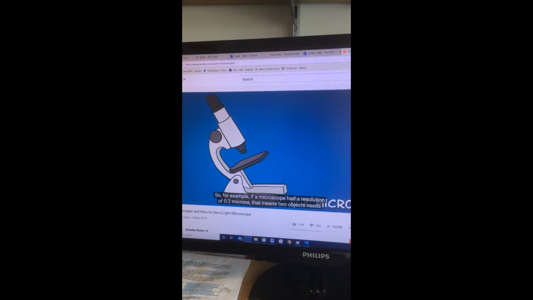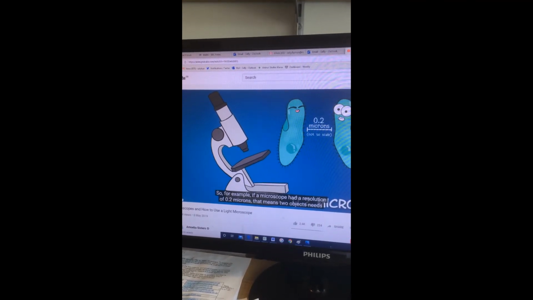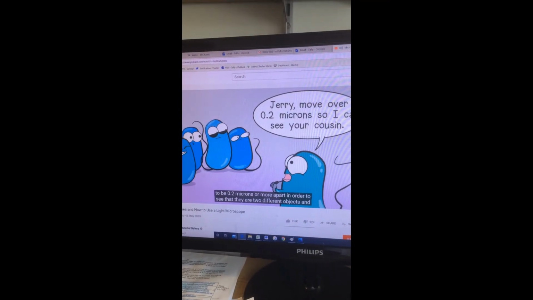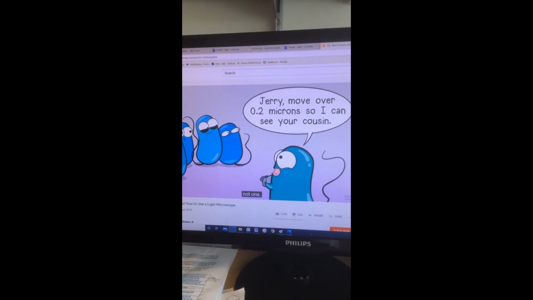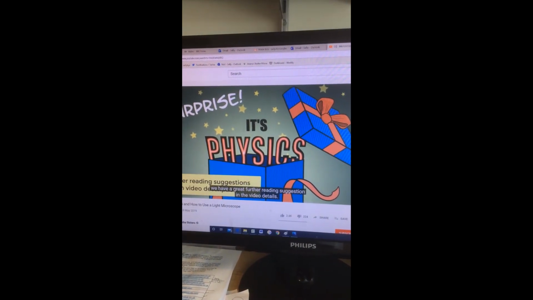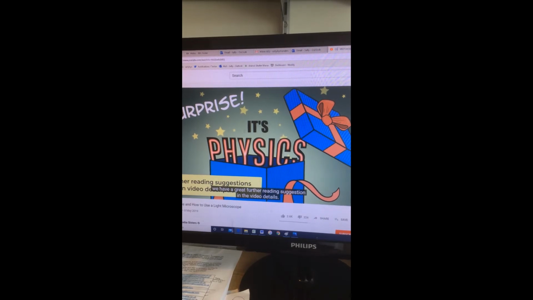So for example, if a microscope had a resolution of 0.2 microns, then that means two objects need to be 0.2 microns or more apart in order to see that they are two different objects and not one. If you want to understand the physics of how resolution works and how it's calculated, we have a great further reading suggestion in the video details.